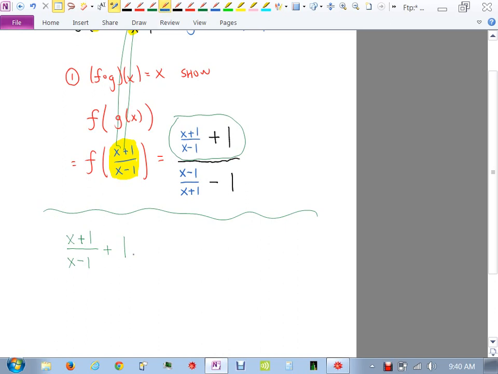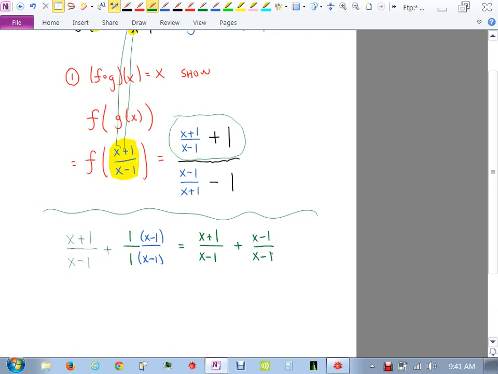So what I'm going to do is take this 1, which is really a 1 over 1 right there, and I'm going to multiply the top and bottom of it by x minus 1. Just like you do when you have numbers in denominators. You have to multiply a fraction, one of them, top and bottom, to get the same denominator. That way it's still a 1, right? So what I'll get here is x plus 1 over x minus 1 plus x minus 1 over x minus 1.